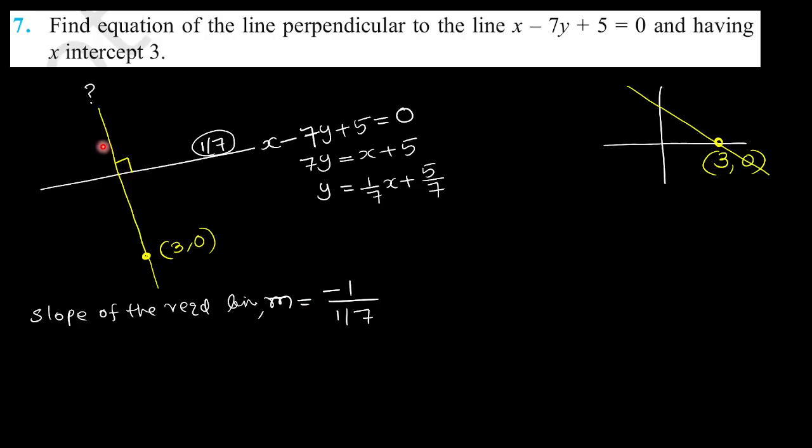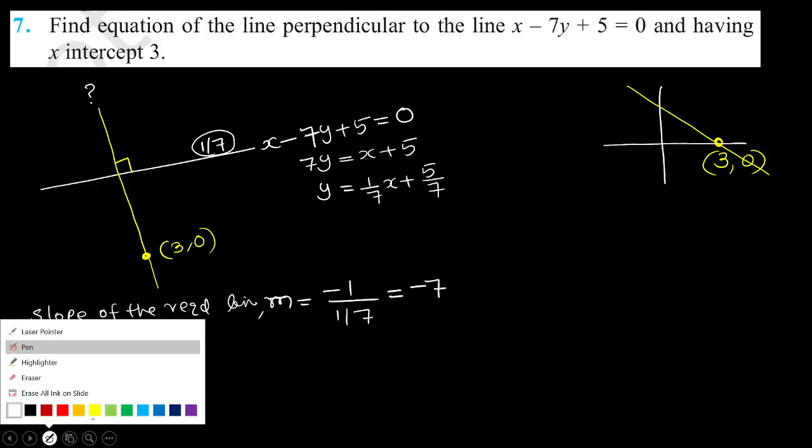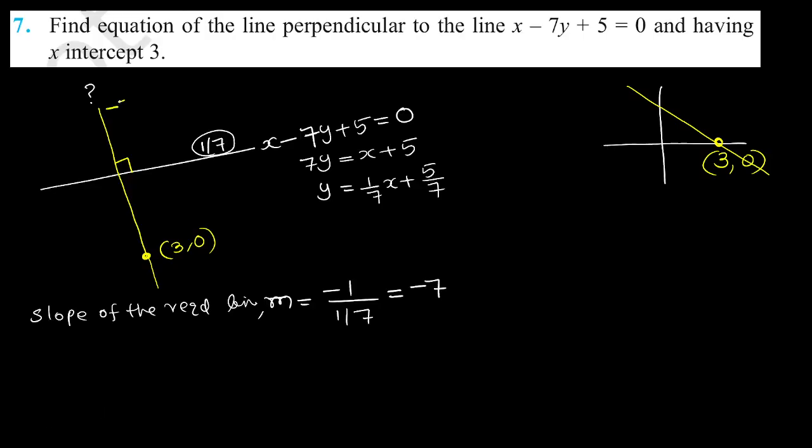We have two perpendicular lines. If one of the lines has the slope m1, the other line has the slope minus 1 by m1. So the slope of the required line will be minus 1 by 1 by 7. It will be minus 7. I have repeated many times: the slope of the required line is minus 7.